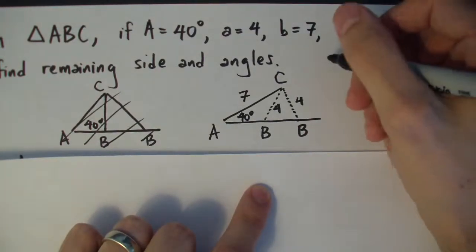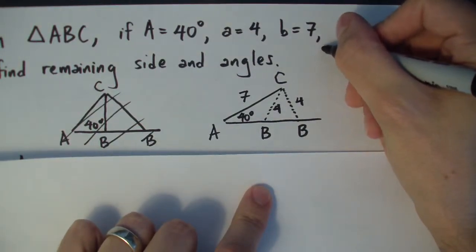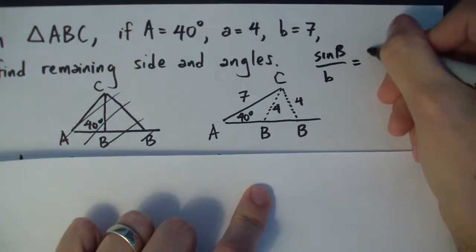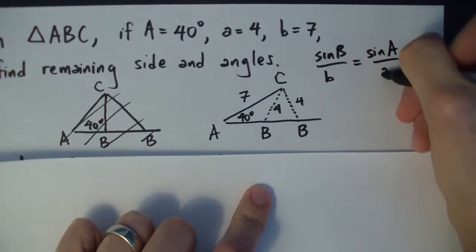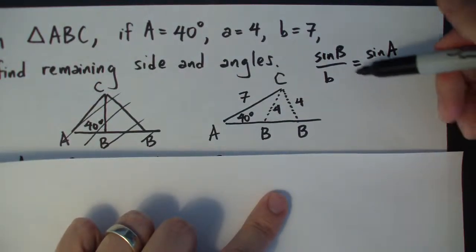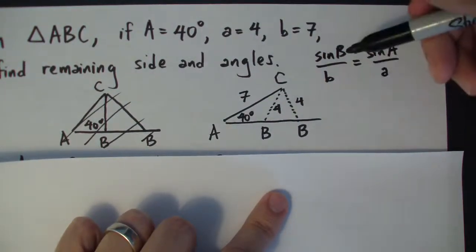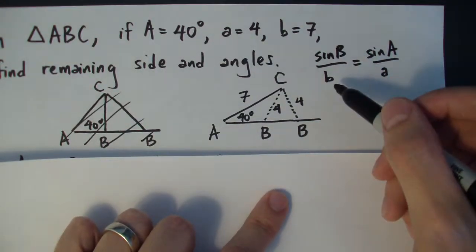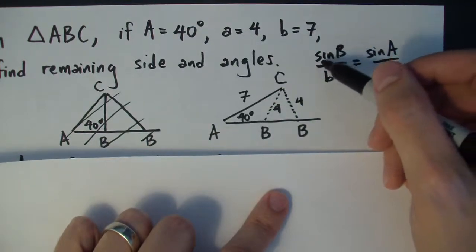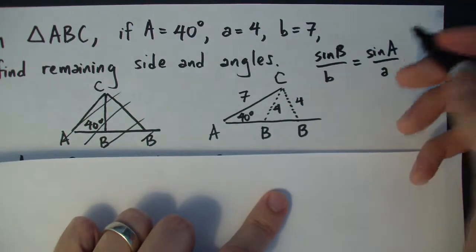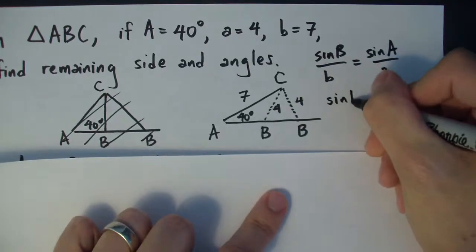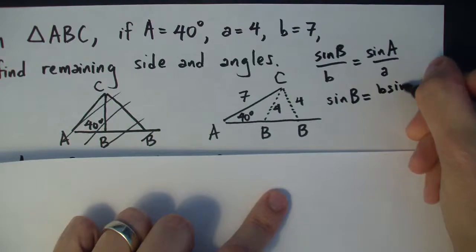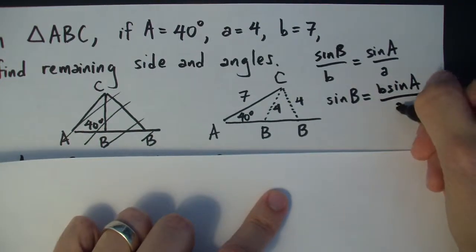So remember how the law of sines works. We're going to use the fact that sine of B over b is equal to sine of A over a. You may see this either this way or with the reciprocals. You may see b over sine B and a over sine A. You can use it either way. I'm just writing it this way because I know I want to solve for sine of B, and so this way will be a little easier. I'll find that sine of B is just equal to b sine of A over a.